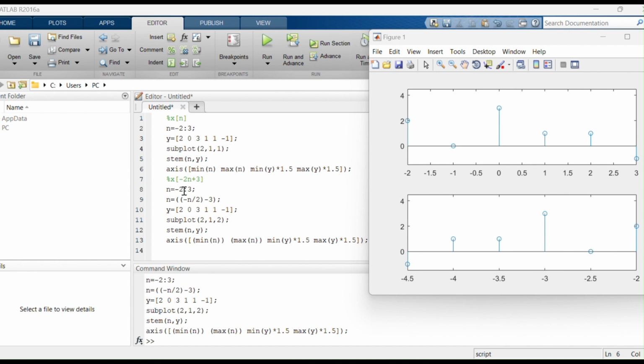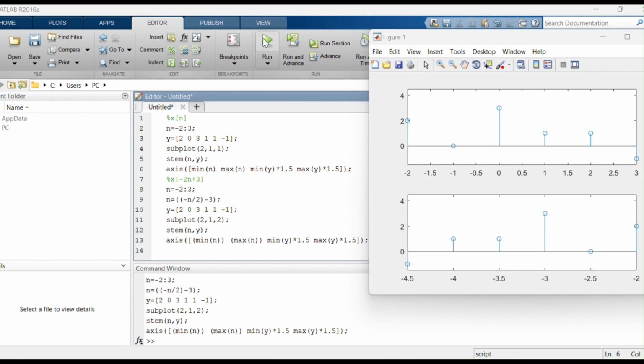So over here it says -2 to 3, the x-axis, and this will be the way to calculate the x-axis, and over here the plotted points as shown, and the subplot means 2 rows, first column, and the second index. Okay, stem, which plots a discrete signal, and this is the minimum of n, maximum of n, which means the minimum and the maximum of the x-axis, and here it says the maximum and the minimum of the y-axis times 1.5, which is the points.